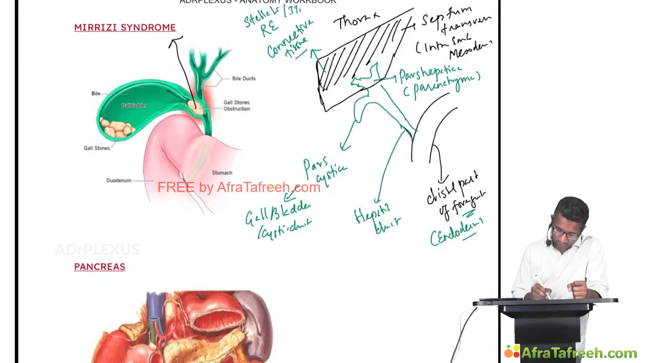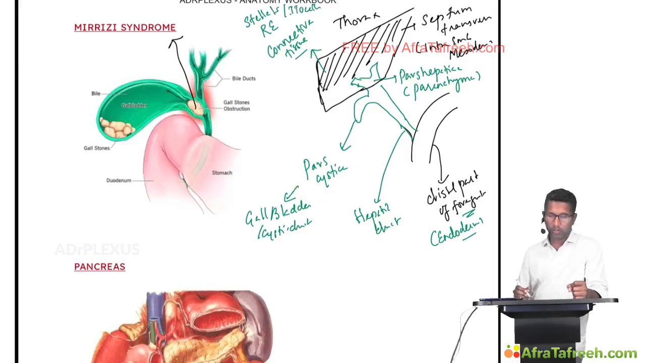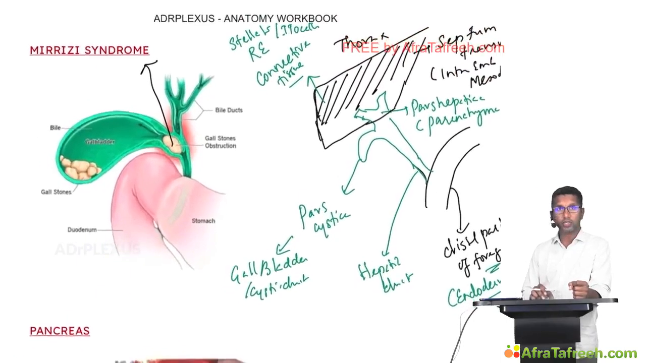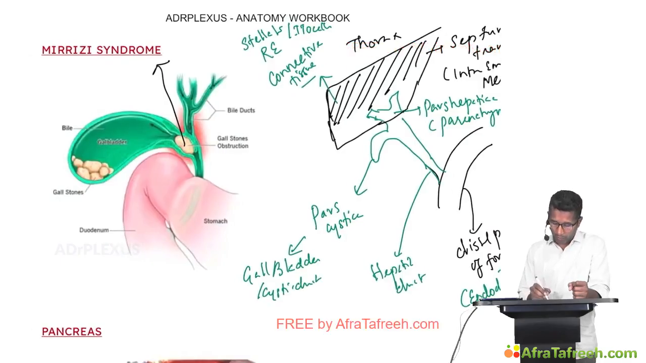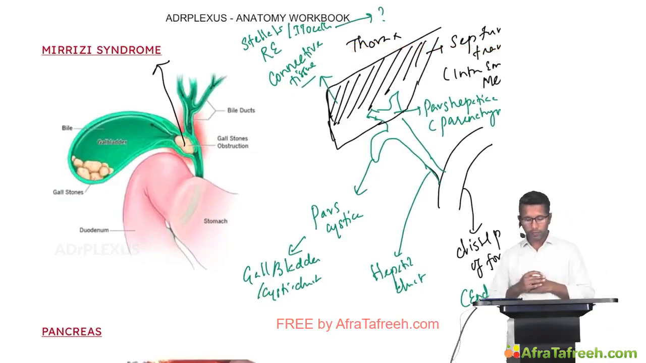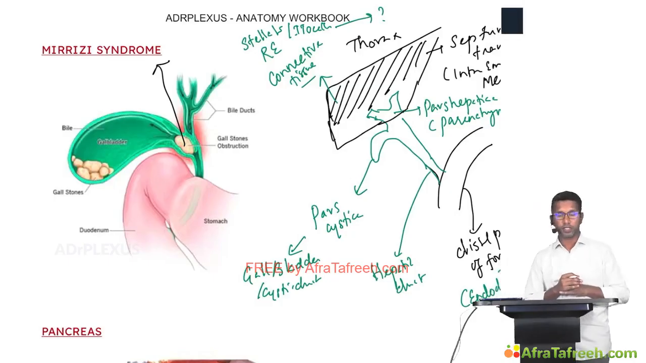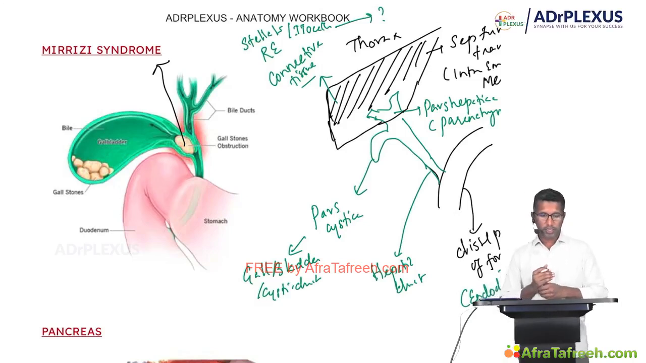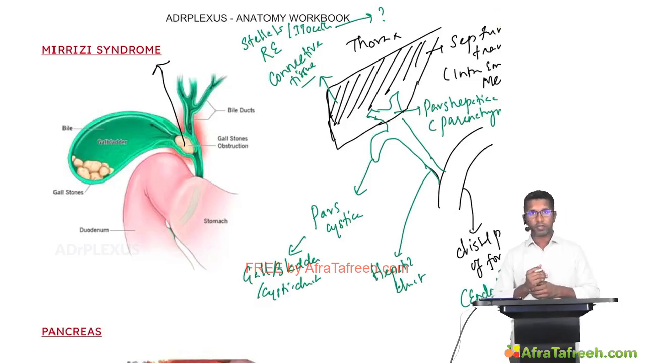Stellate cells are also called Ito cells, guys. Can anybody tell me what is the function of stellate cells or Ito cells? Very good. It is the cell responsible for vitamin A synthesis and storage.